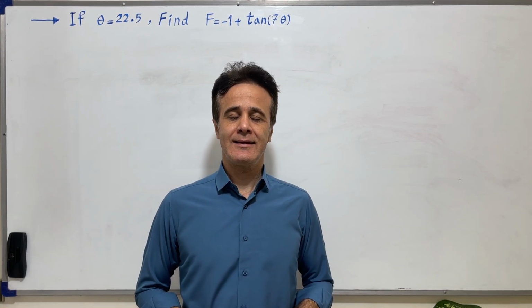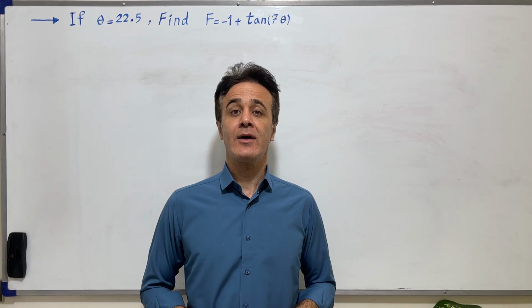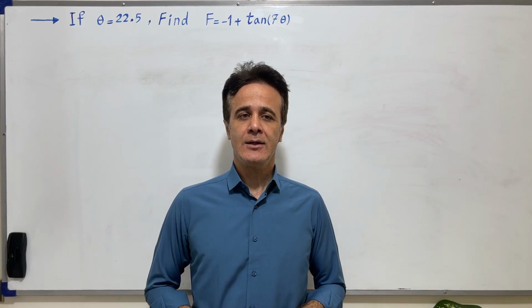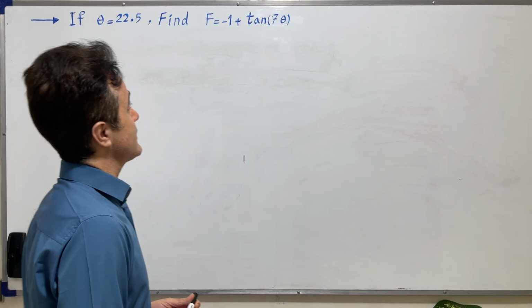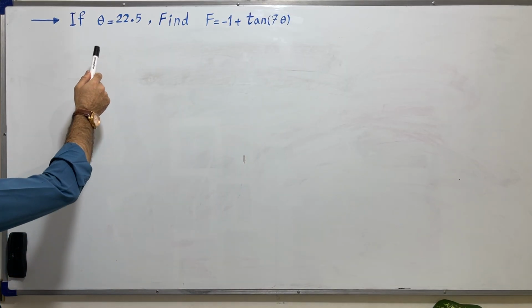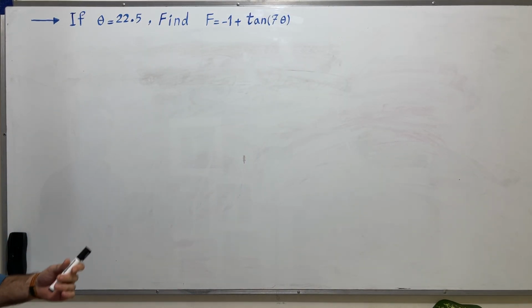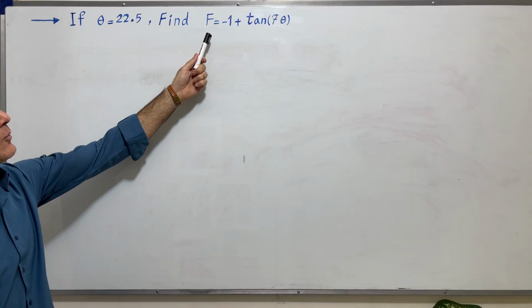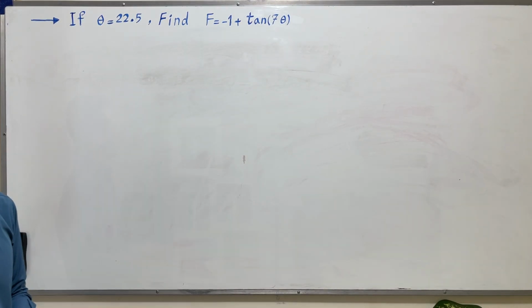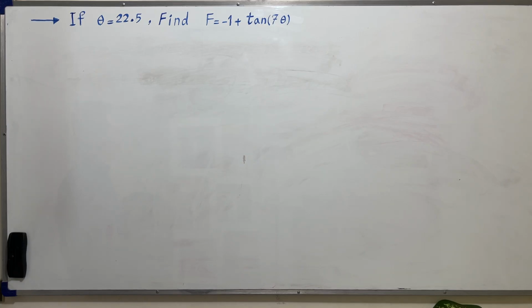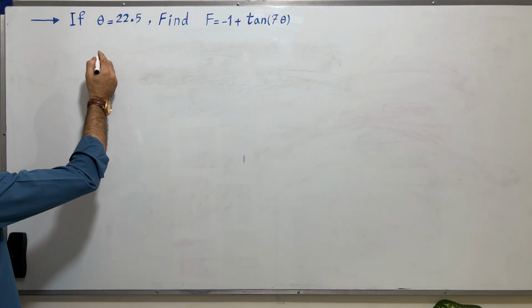Today we've got a trigonometry question from a final exam and I'm going to knock it out in under 2 minutes. Pay attention to the question. If theta equals 22.5, find f equal minus 1 plus tangent 7 times theta. Let's go. First we'll find the value of 7 times theta.